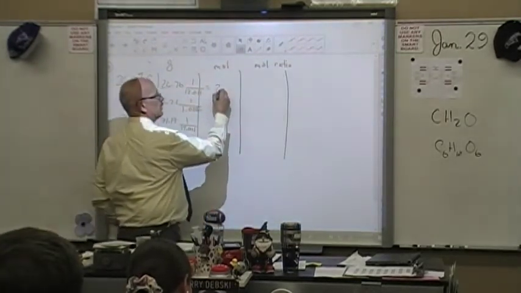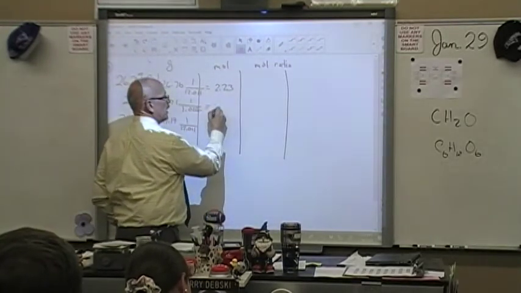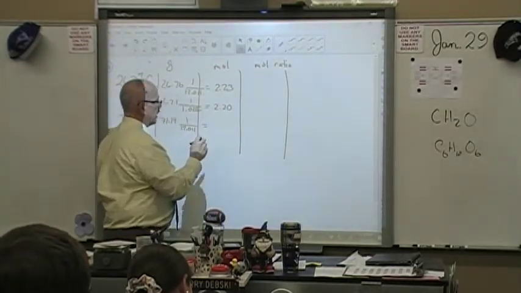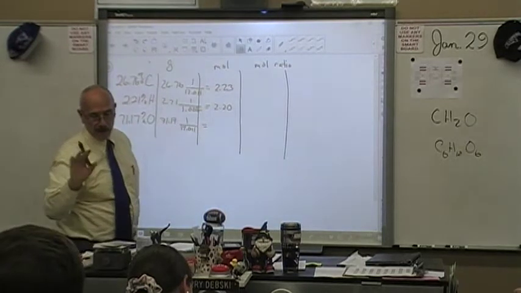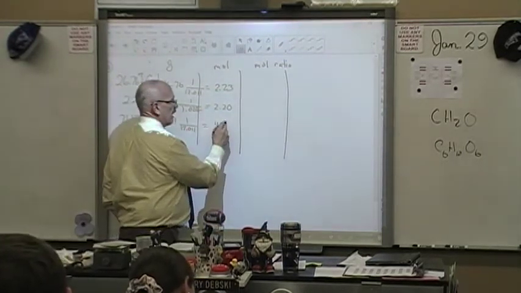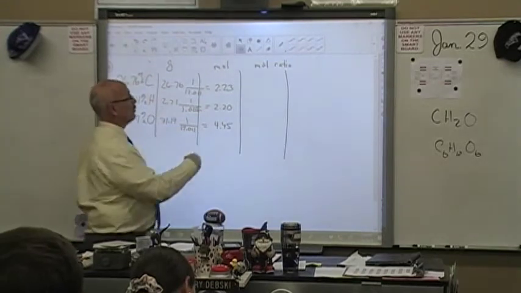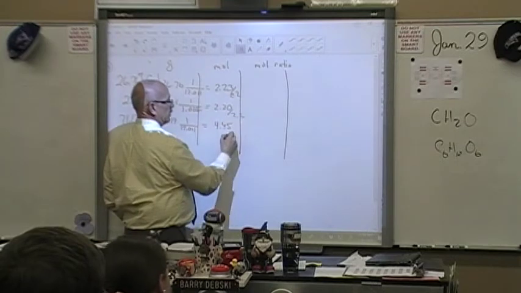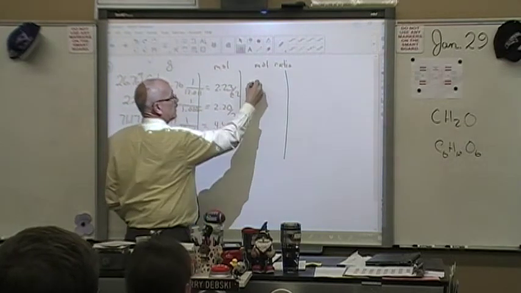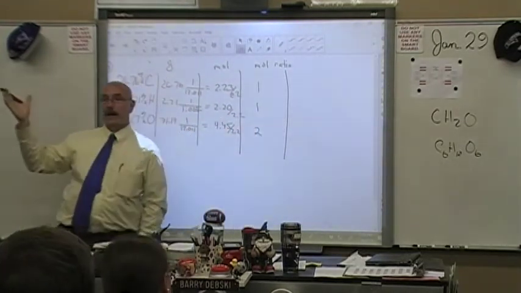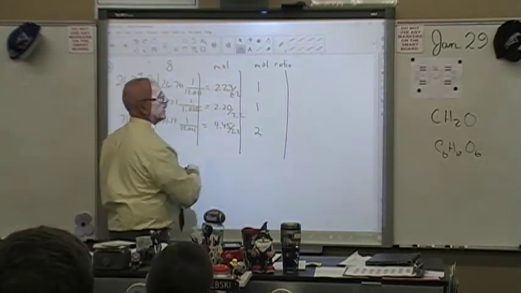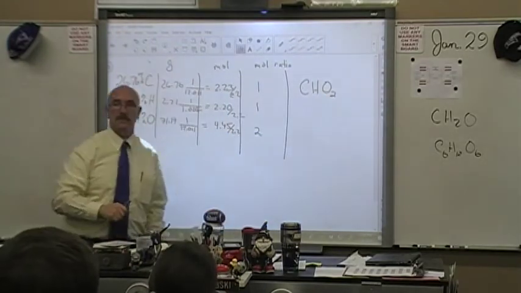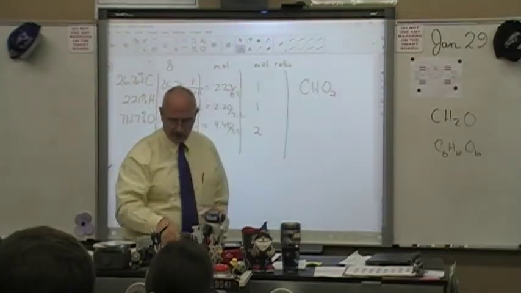I got this, and most of you are really close. 2.23. 2.222, that's what I got, and again, I rounded off a little bit, and 4.45. Divide them all by 2.2, roughly. Most everybody here got 1, 1, and 2. Ta-da! So our empirical formula is CHO2. Cool. Now let's go back and reread the problem.